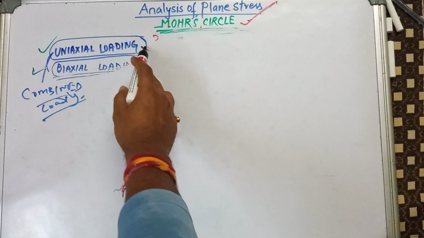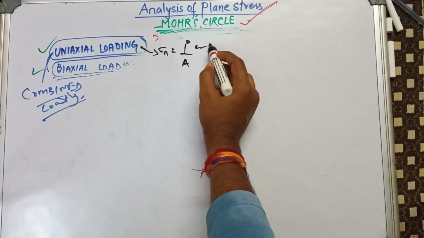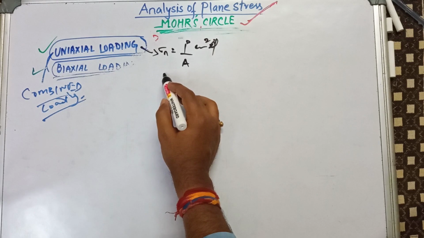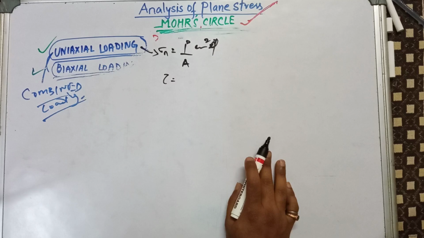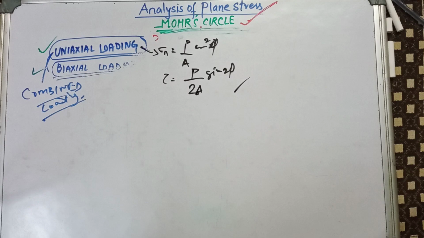I have written the formulas to find the normal stress and the shear stress in case of uniaxial load. That is P upon A cos square phi, and tau we got at any plane whose normal is inclined at an angle phi with the x-axis. Tau we got as P upon 2A sine 2 phi, and I've shown you the derivation. But in case of combined loading, it is not possible for me to show you the entire derivation in this limited amount of time. Already this video is stretching too long. You can find it in any book you refer.